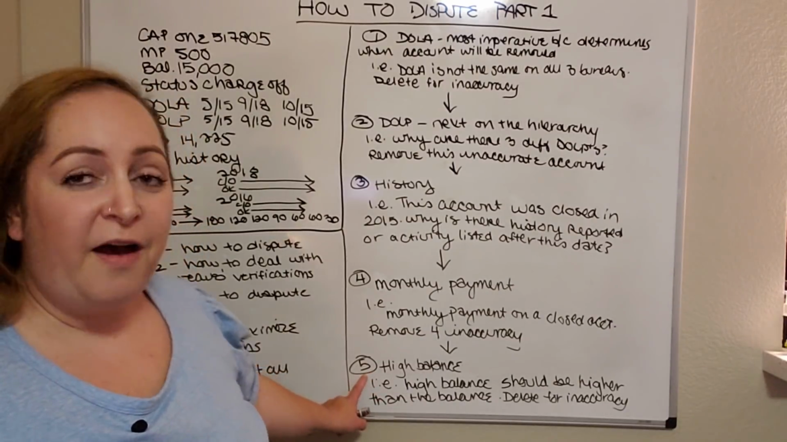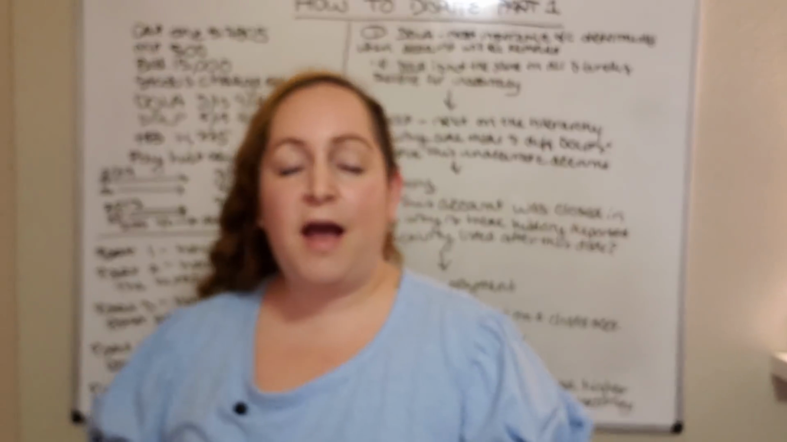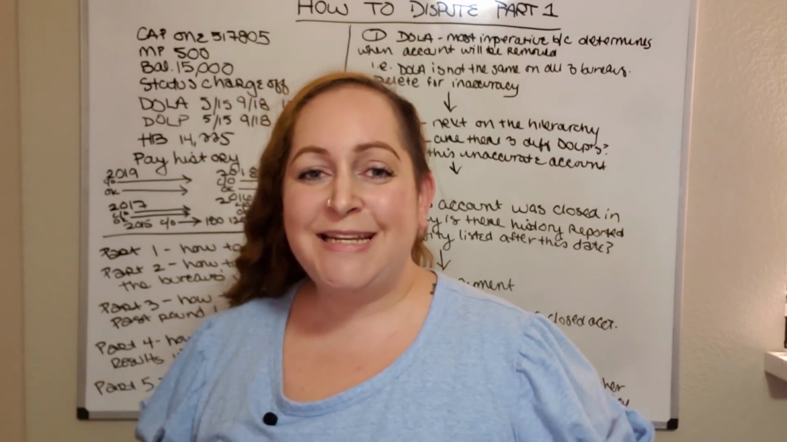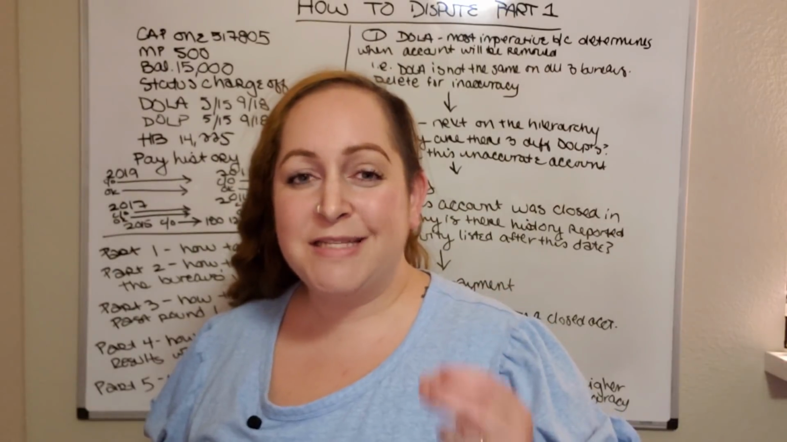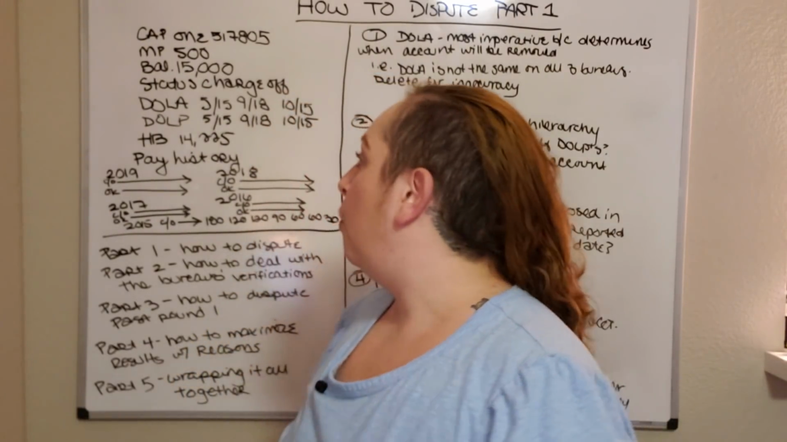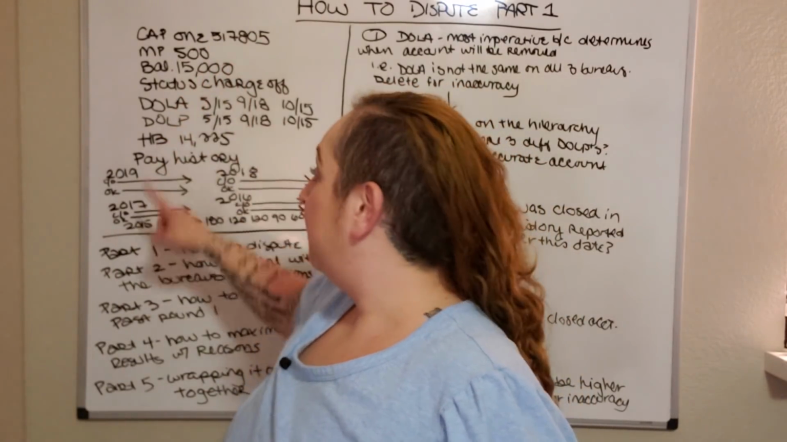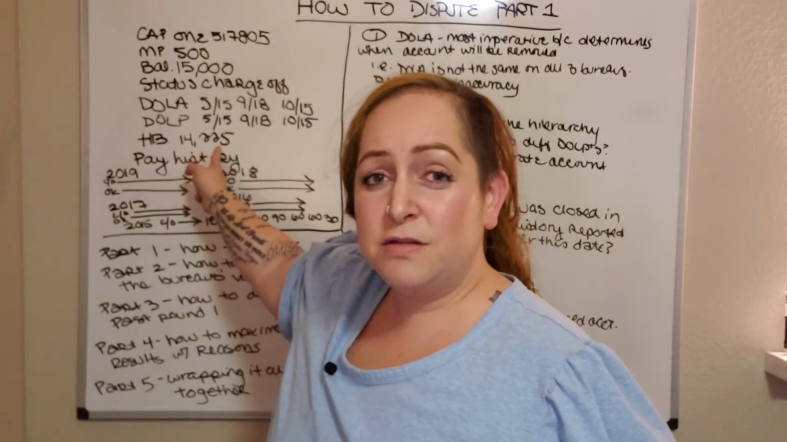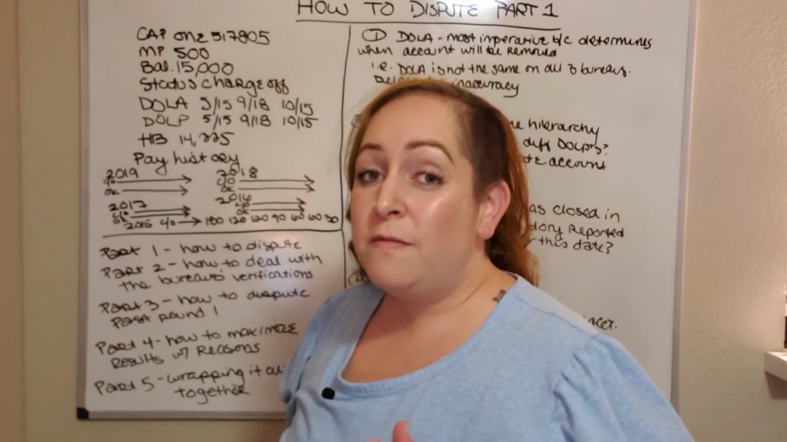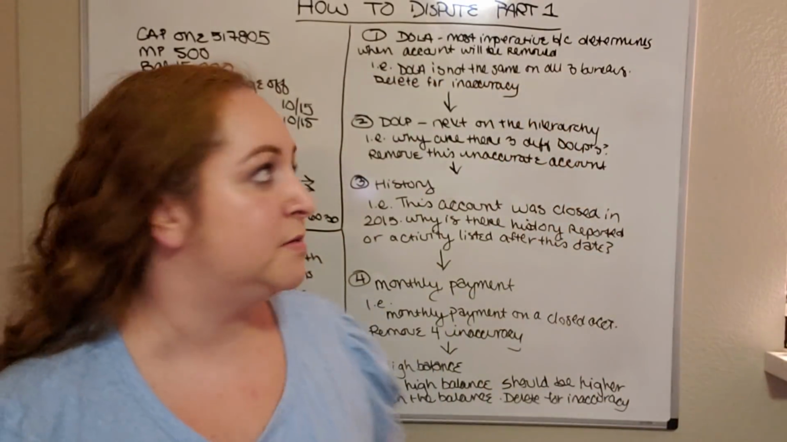So number 5 is the high balance. What's a high balance? High balance means it is the highest the balance has been on the account. So then explain to me why I'm seeing that the balance is $15,000, but the high balance is $14,225. Doesn't make sense. It would make sense if it was the other way around. Okay, so let's look at the dispute reasons on this.